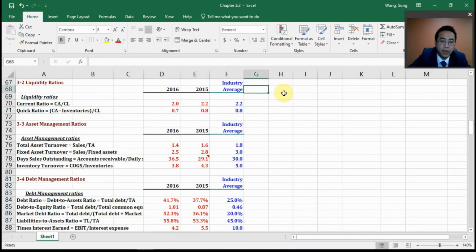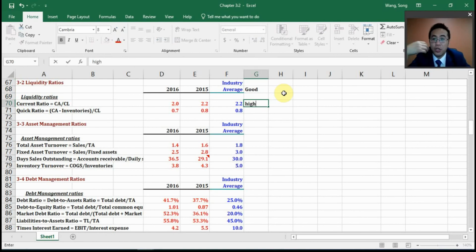So basically, if we want the ratio to be better or good, we want a high current ratio, but not extremely high, because if you hold too much cash or too much current assets, you are not using it, just putting it in your inventory or in your pocket, you have some opportunity cost. But in general, we want them to be sufficiently high.